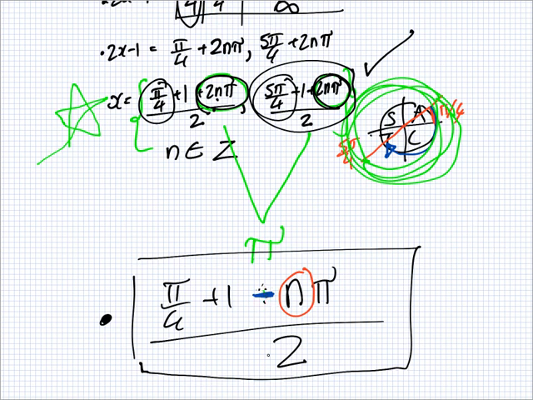I don't know why they chose the minus one in the answer here. It would have been neater to keep it as a plus. Yeah, no, I like this one. I like this one.